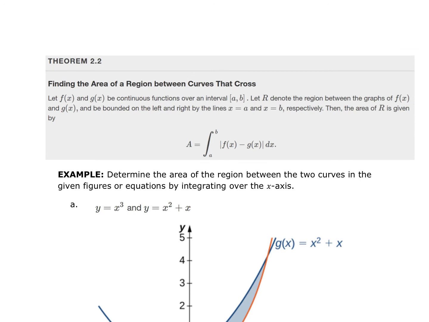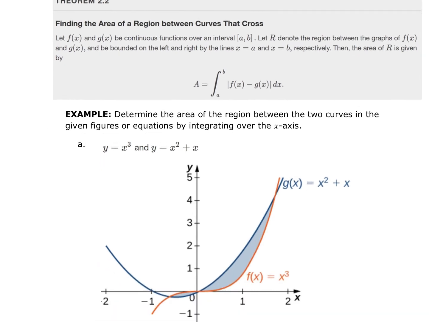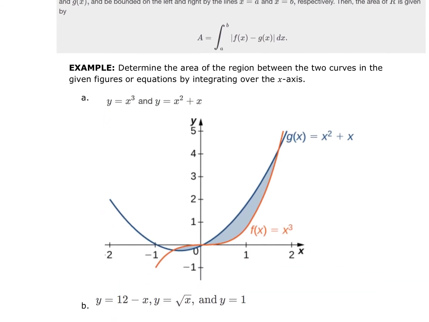Now, when we're looking for the area of a region that crosses curves, it's like the one that I did up above with the cosine and cosine squared. So the first thing you're going to want to do is graph it, if you can. A very quick little sketch of a graph. And then you need to figure out where they cross each other. And so what you do is you set them equal to each other and see where they cross.